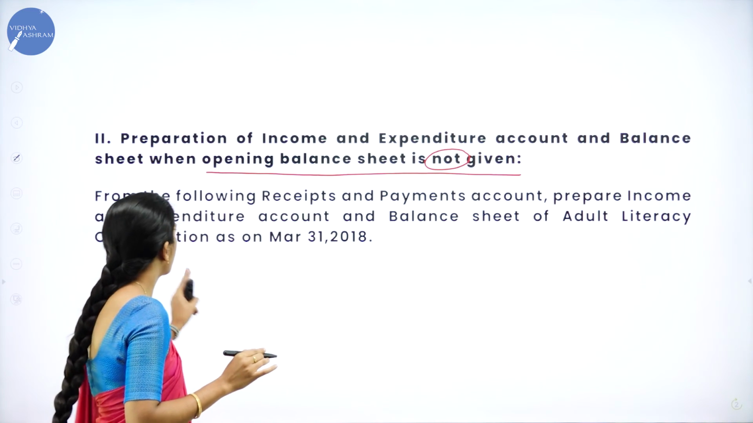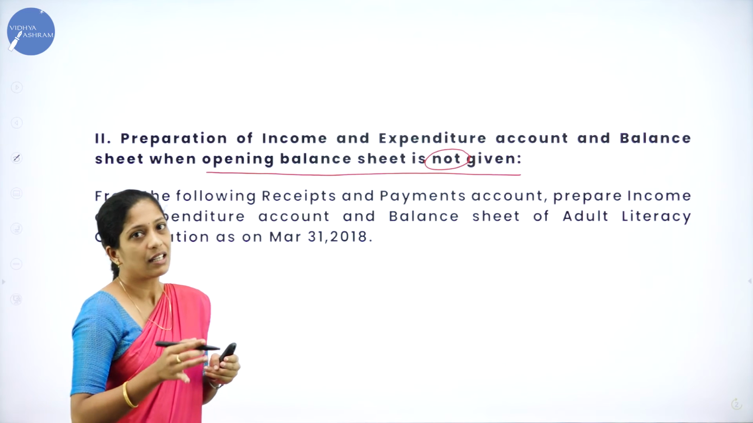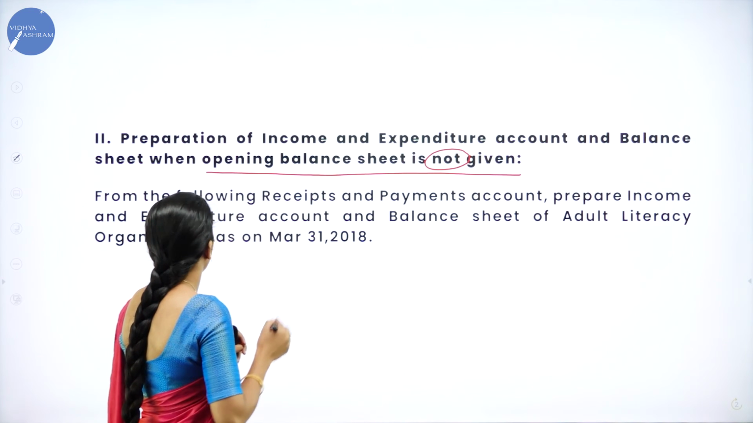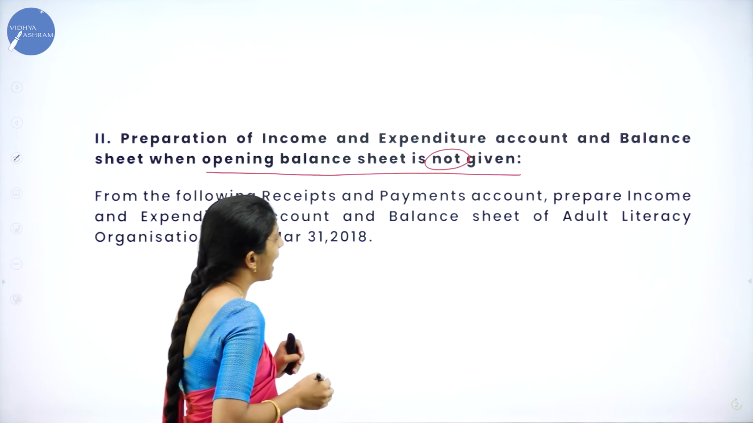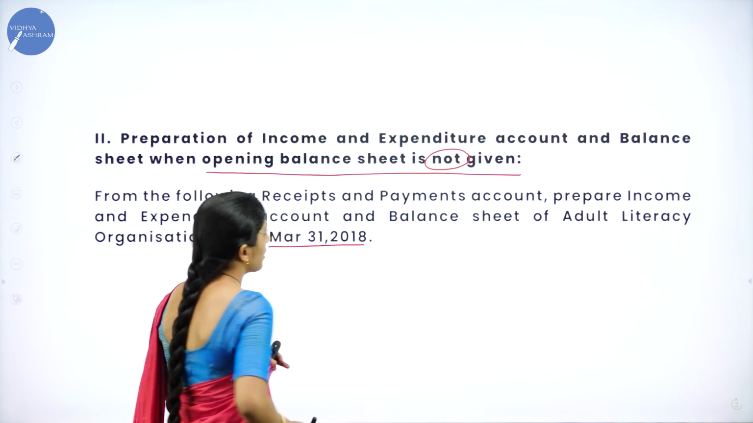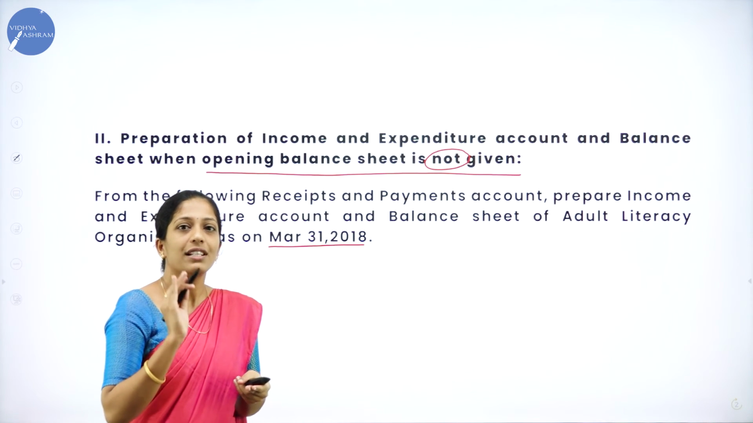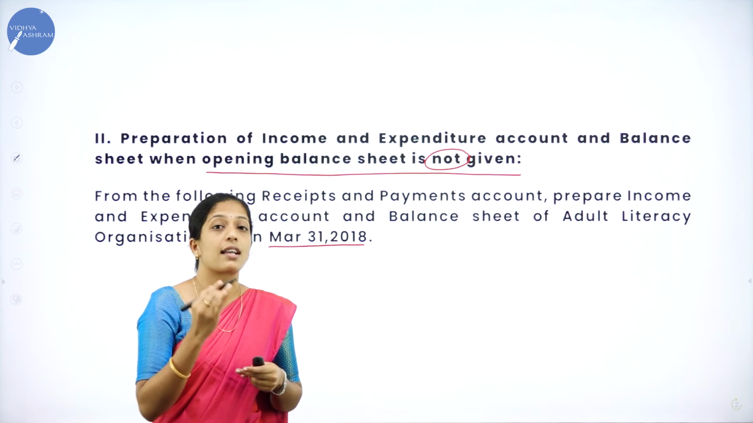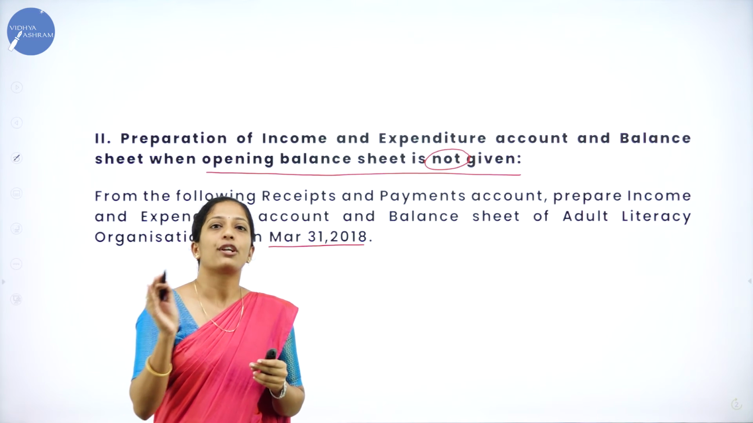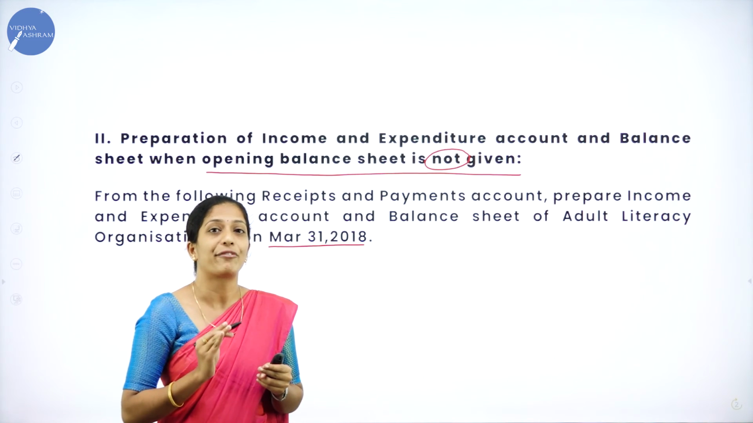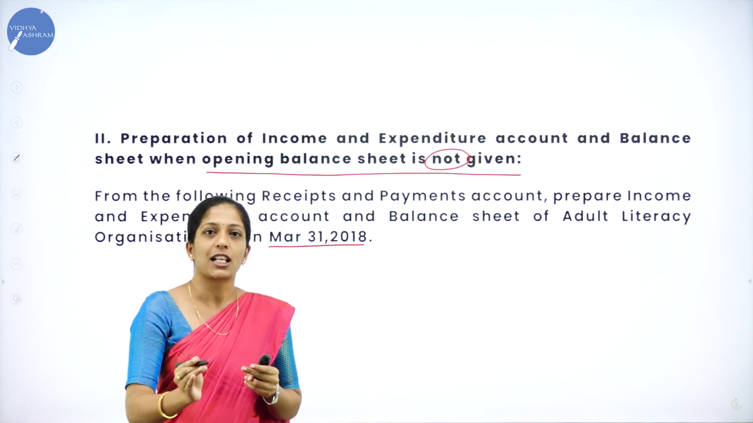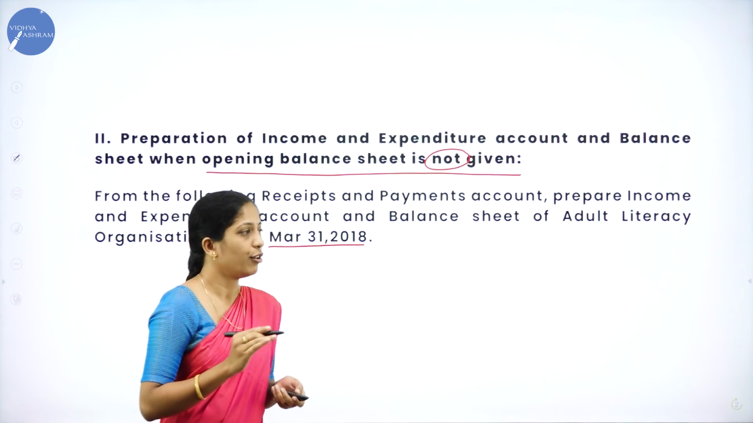Now go through a problem. This is a 12 marks problem which is taken from the textbook itself. Let's go through the problem. From the following receipts and payment account, prepare the income and expenditure account and balance sheet of Adult Literacy Organization as on March 31st, 2018. They have given just the receipts and payment account, and they are asking us to prepare the income and expenditure account and closing balance sheet of the firm. In order to prepare the closing balance sheet, first we have to know the capital fund. So we have to prepare the opening balance sheet, then the income and expenditure account, then the closing balance sheet of the firm.